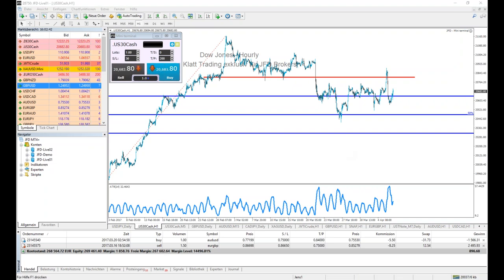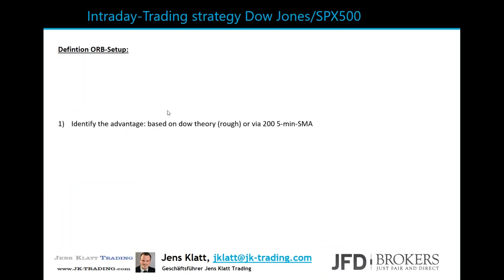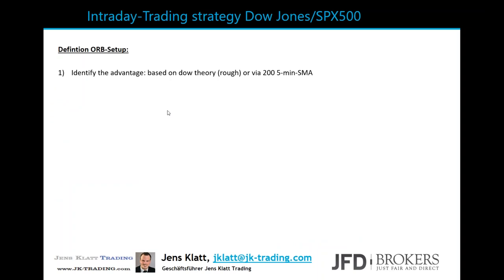So now let's come to the definition of the RB setup here. First of all, and this is something you can see here already, something we did in much detail, identify the advantage. You can do this based on two components I named here: based on Dow theory, that's really rough, higher highs and higher lows, or via the 205-minute simple moving average. But I obviously like to get into more detail here. Sometimes I pay a price for this, since sometimes I overcomplicate things, but there are also many, many times, and I know this since I have a very detailed trading journal, when I say, let's just leave the market alone today. It doesn't make sense since this doesn't fit the overall picture.